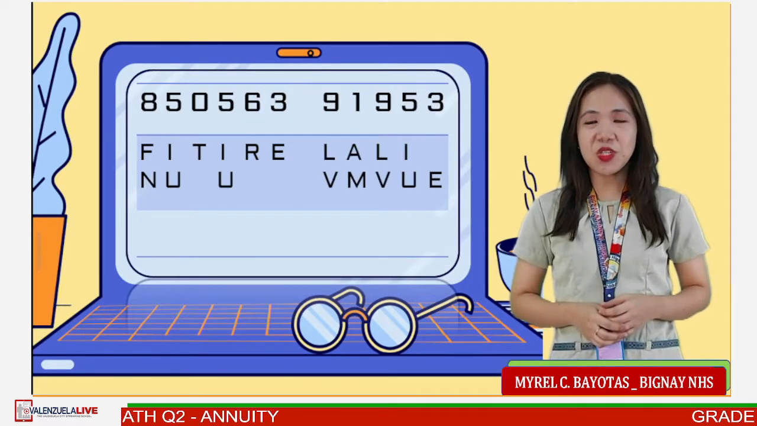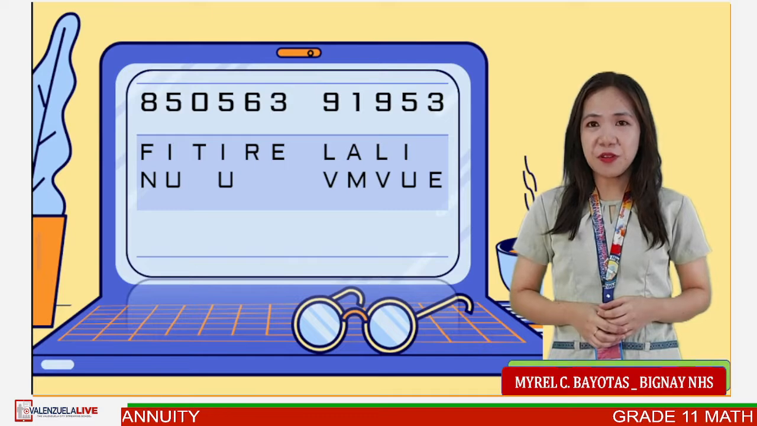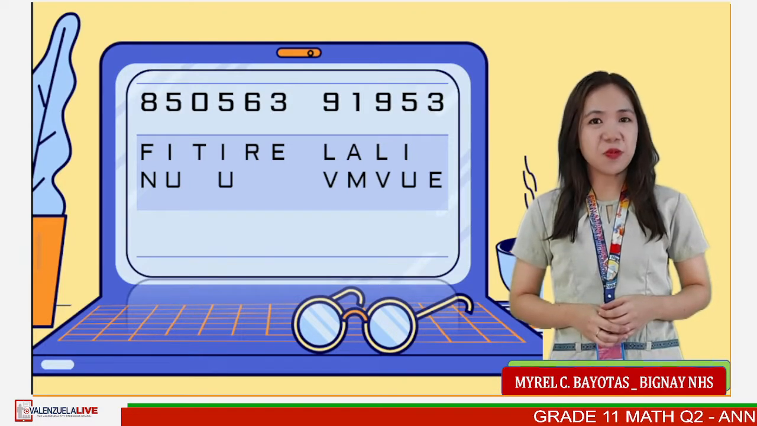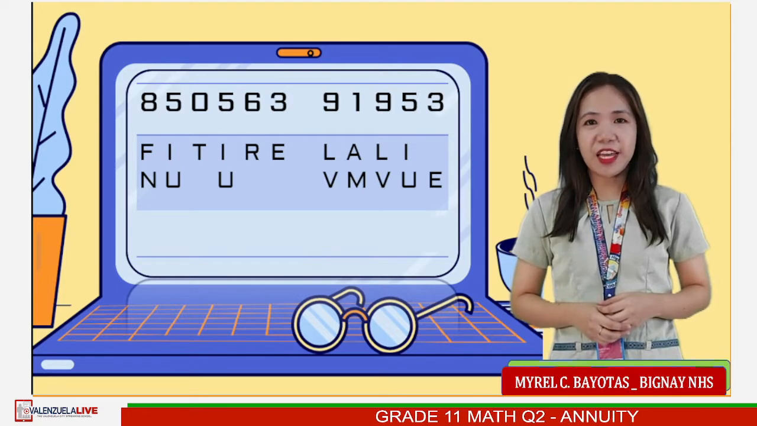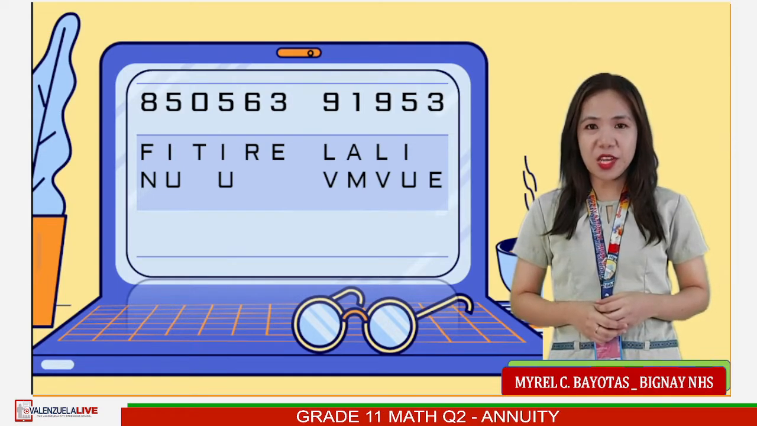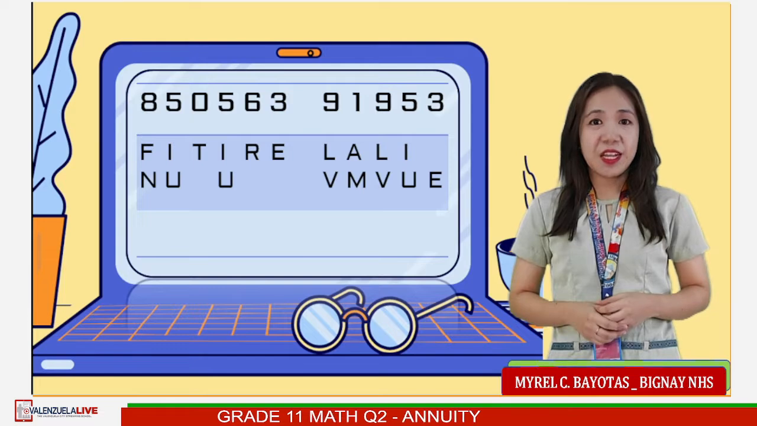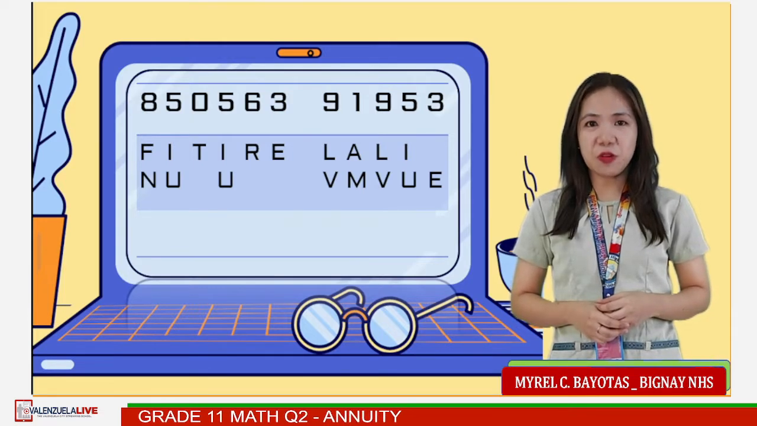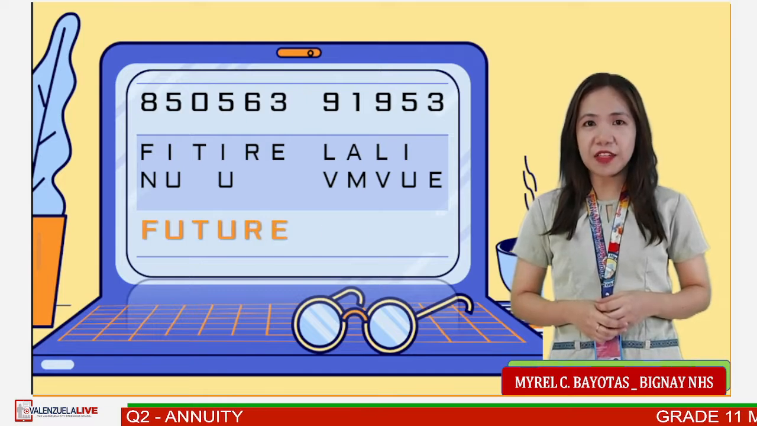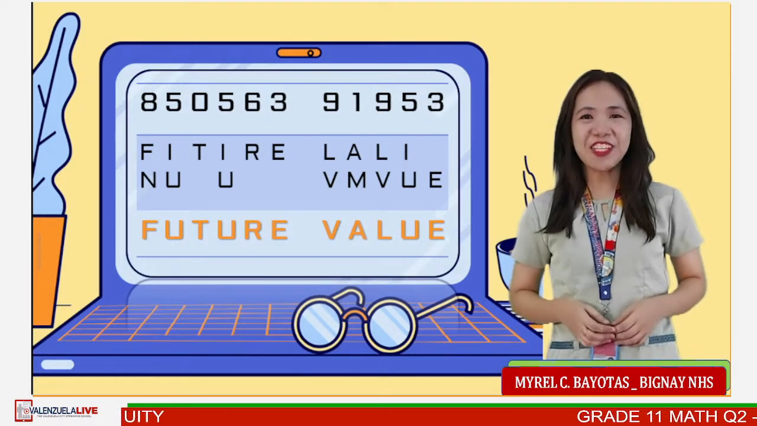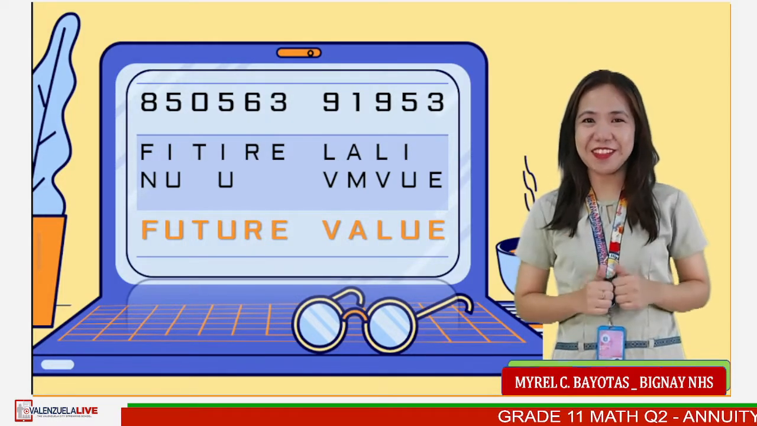We have the digits 8, 5, 0, 5, 6, and 3 for the first word, and 9, 1, 9, 5, and 3 for the second word. Look at the corresponding letters closely. The exact phrase is future value. You all did well. 2 thumbs up for that.